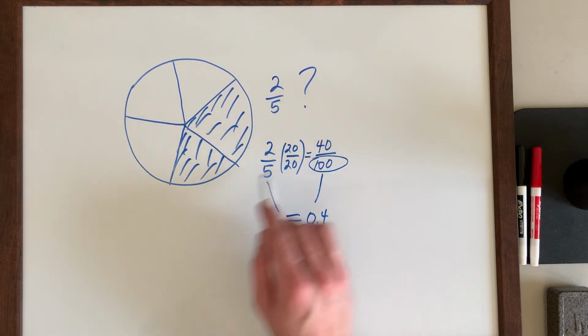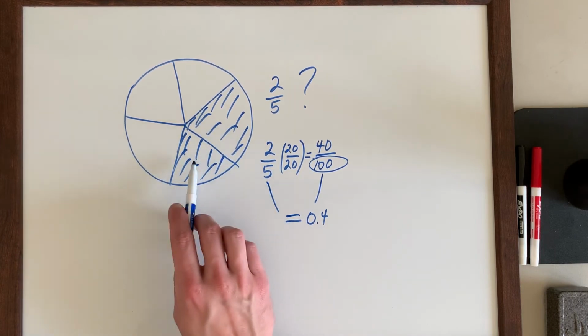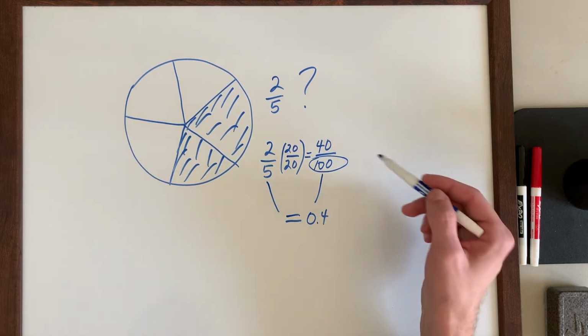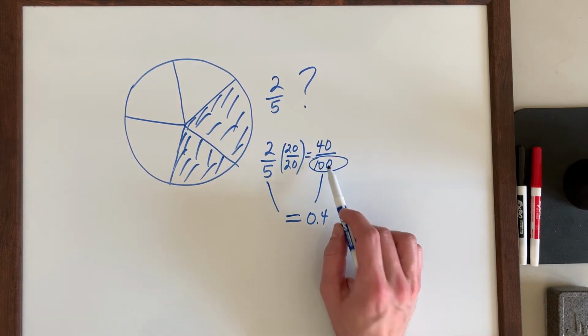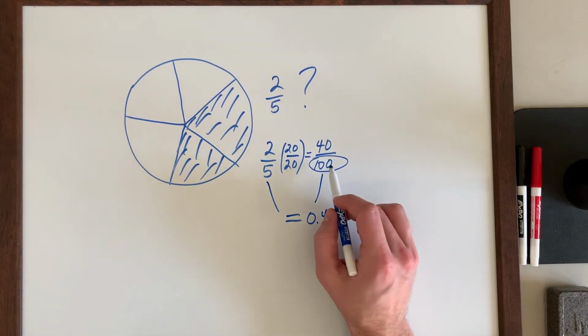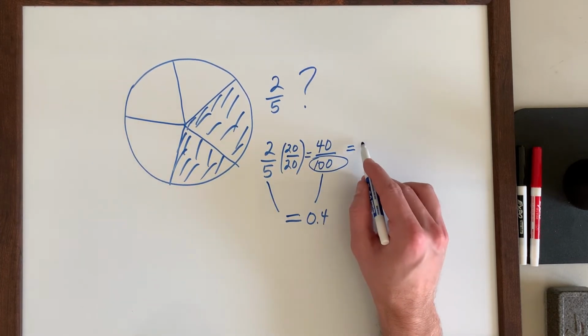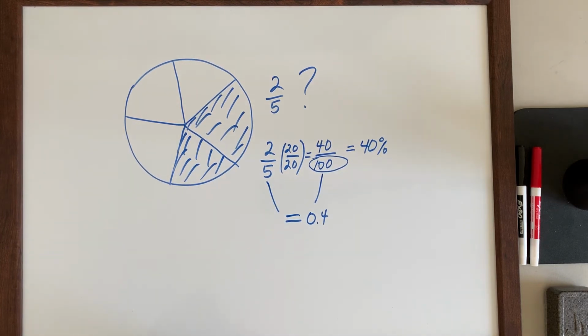And now look at what we have. We have our original 2/5, 2 pieces of pie out of 5 that make up the whole, but we've rearranged it, we've changed it, converted it to an equivalent fraction that has a denominator of 100. And so now if the denominator is 100, then the percentage is just the number in the numerator. And we can say that 40% of the pie is shaded.